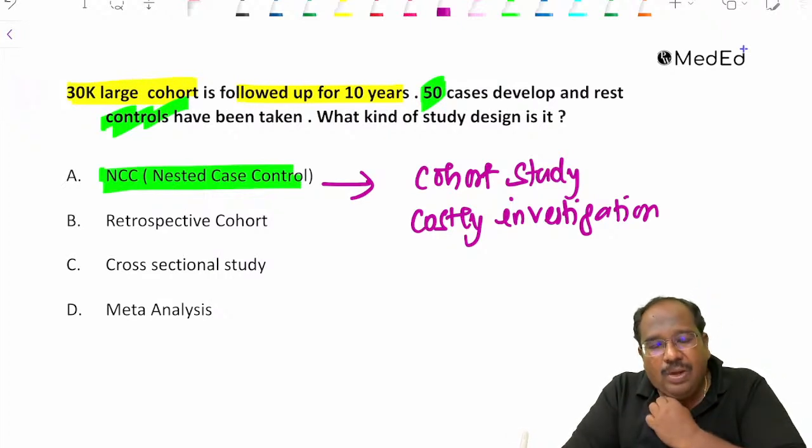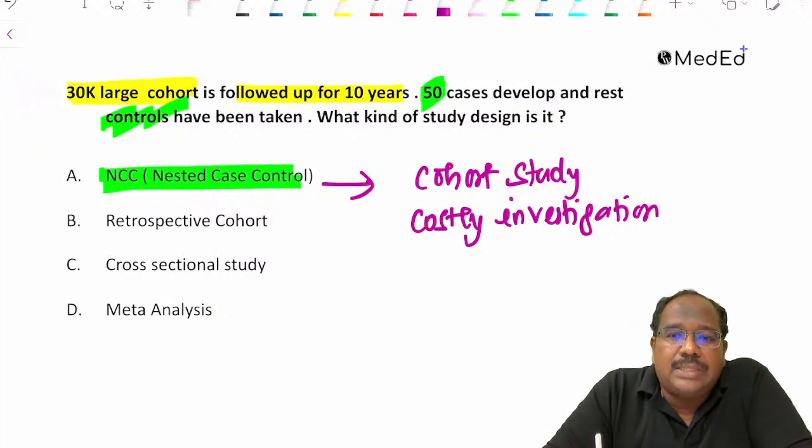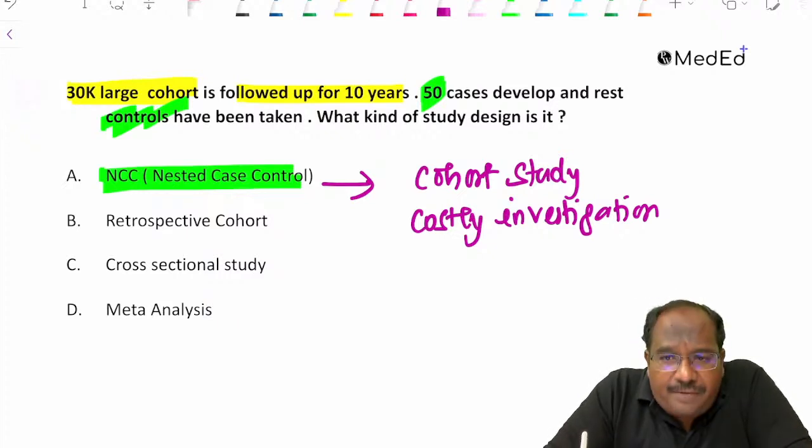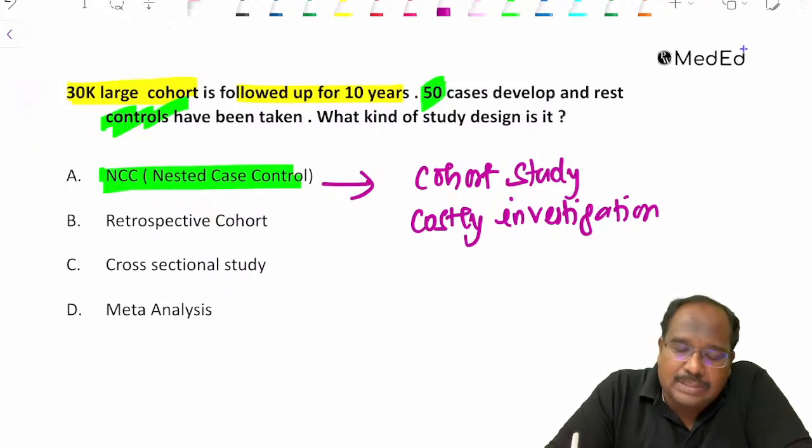Suppose the first step in a cohort study is to rule out disease in the entire population. That is not practical. So whenever there is a costly investigation, it will be very difficult to do it for everyone. That's why we can do a nested case control study.